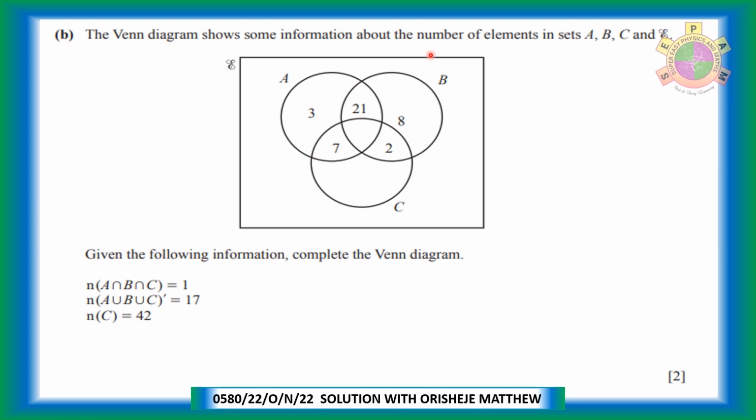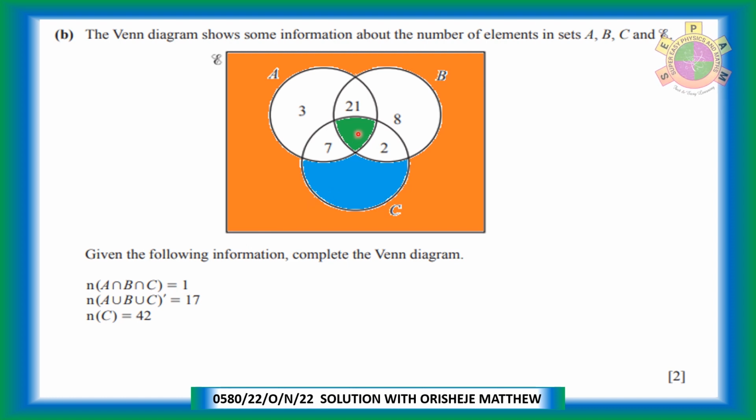The Venn diagram shows some information about the number of elements in sets A, B, and C. Given the following information, complete the Venn diagram. So the total number of elements common to A, B, C, A intersection B intersection C, that is the blue portion here, common to everyone, is 1 element. So you put the 1 there. So that one has been completed.